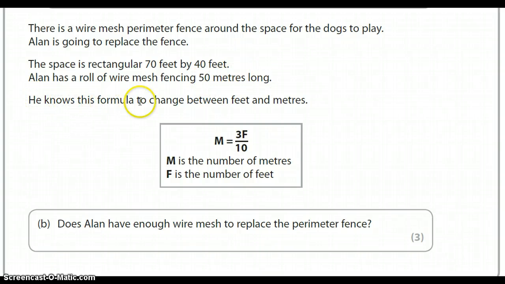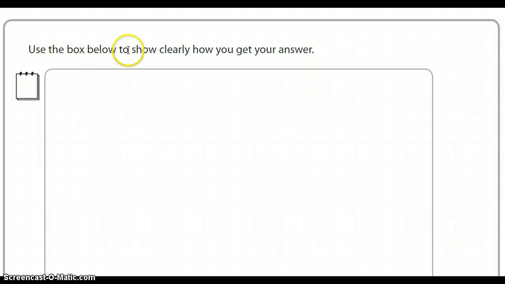He knows this formula to change between feet and meters. M is the number of meters, F is the number of feet. Does Alan have enough wire mesh to replace the perimeter fence? Use the box below to show clearly how you get your answer.